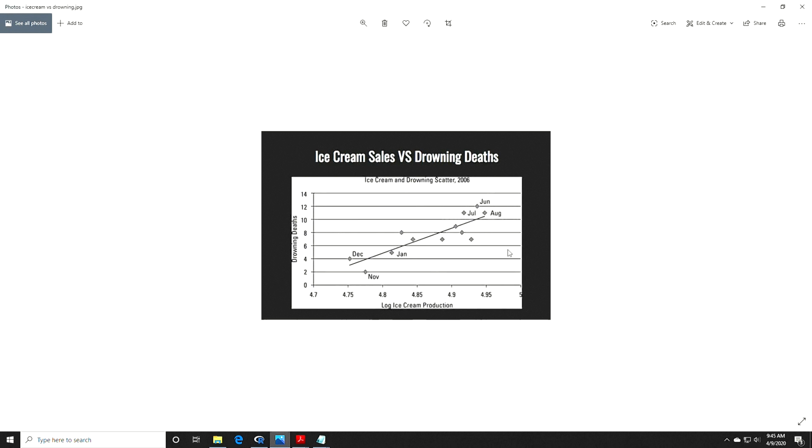So that means that we should stop selling ice cream, right? Because ice cream is causing more drowning deaths. Well, of course not, right? I'm sure everybody has heard this cheesy term before, correlation does not imply causation, okay? So just because these two are related does not mean that one is causing the other, okay?